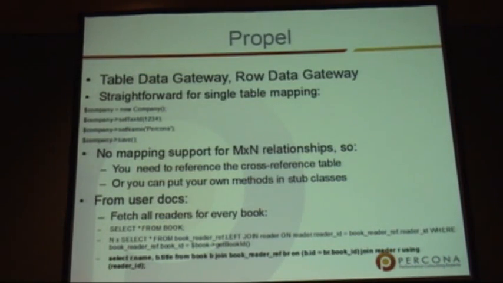Propel. Propel is table data gateway and row data gateway. Like I said many times, it's straightforward table mapping, and you have a very basic example there. You just create a new company, set the properties, and save, and it's done. This is one-to-one, so it will go to a table called company. There is no mapping support for multiple cardinality relationships. So either you reference the table directly, or you do that in your stub classes.